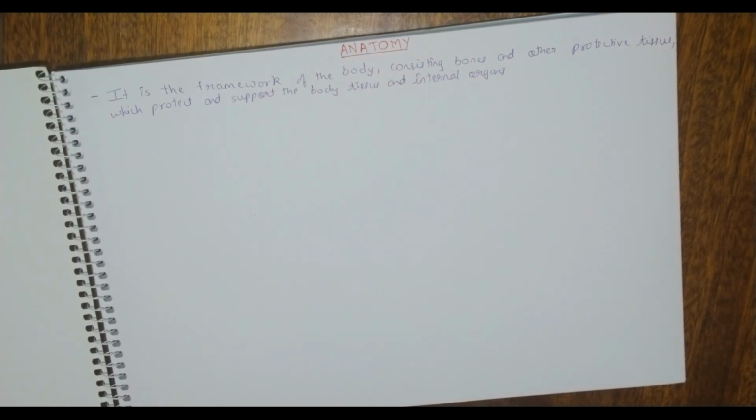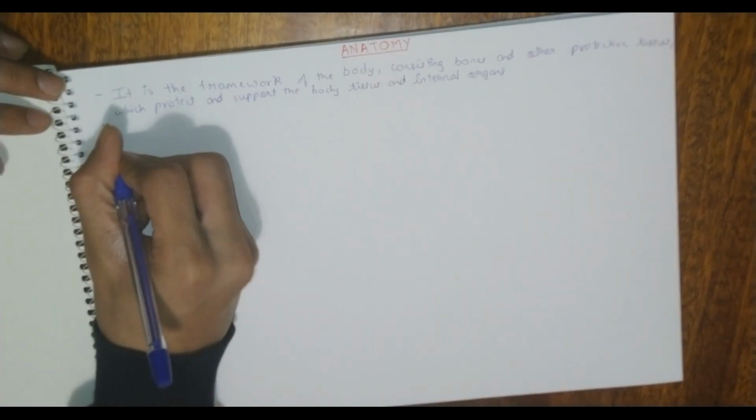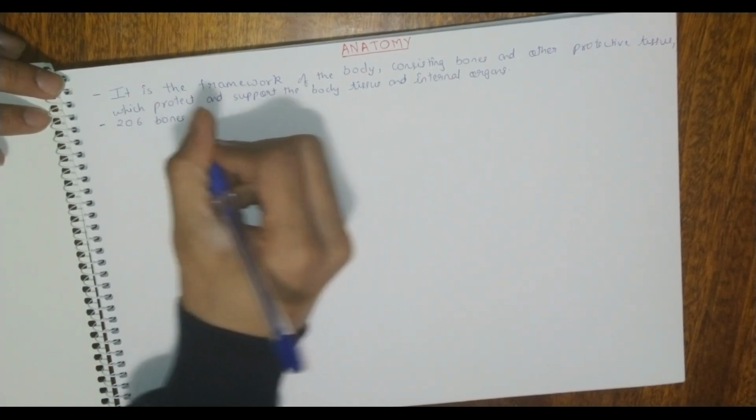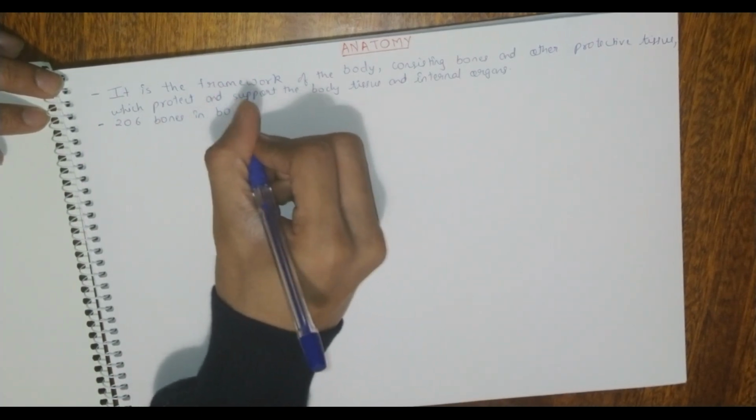Now, let's start with bones. As you all must be knowing, there are 206 bones in a human body. We will learn about the composition of bones in the next video. But today, let us try to remember the names of the bones in the body, their locations, and the number. Though everyone must know this, let me write it down too. There are 206 bones in the body.